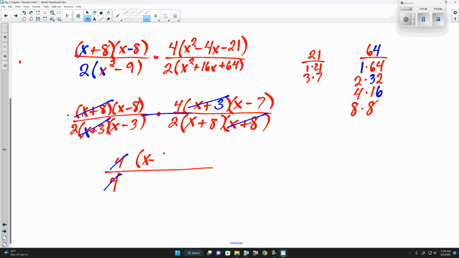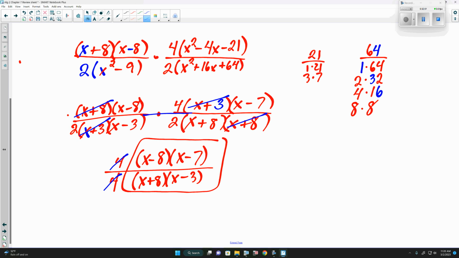And on top we have x minus 8 times x minus 7. On the bottom we have x plus 8 and x minus 3. So really all we have left is x minus 8 times x minus 7 over x plus 8 times x minus 3. Because the 4 over 4 will simplify to 1.